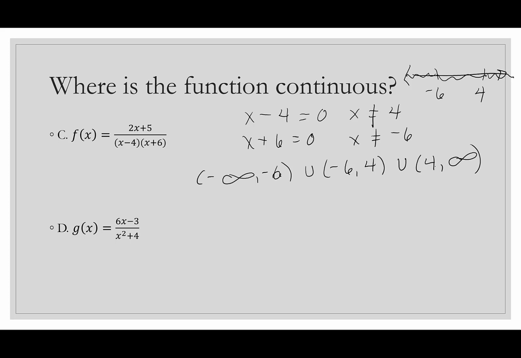D says g of x is 6x minus 3 over x squared plus 4. Now this is one to slow down and spend some time looking at. I have x squared plus 4 equals 0. If you try to solve that, you get x squared is negative 4. When you take the square root, you should see, well, I shouldn't be taking the square root of a negative number. We don't do that in this class. So that's not a bad thing, that's a good thing. That means x squared plus 4 is never going to be 0. In fact, x squared plus 4 is always going to be positive. Think about it, you're squaring a number, that makes it greater than or equal to 0. You're adding 4, now it's bigger than 4. So since this won't ever be 0, it means the domain is negative infinity to infinity.